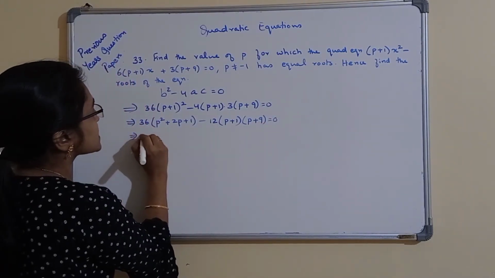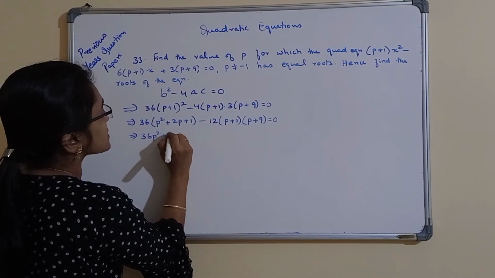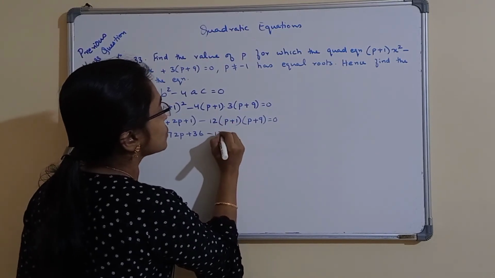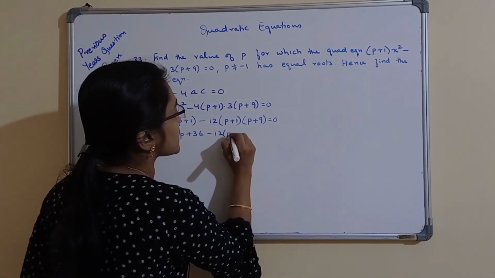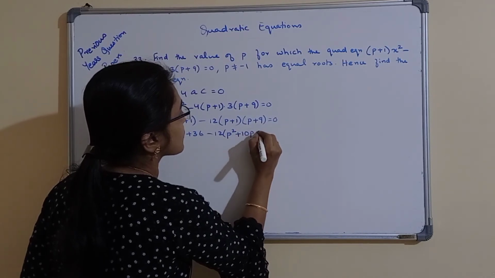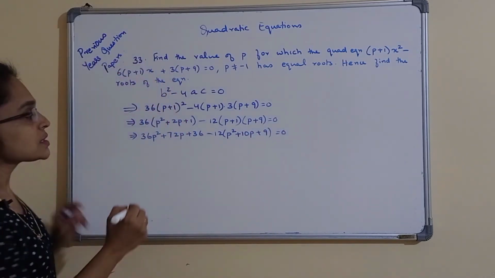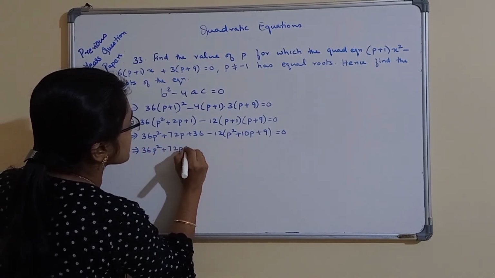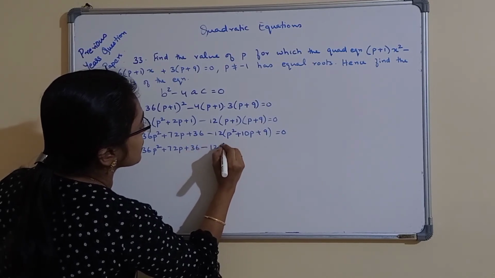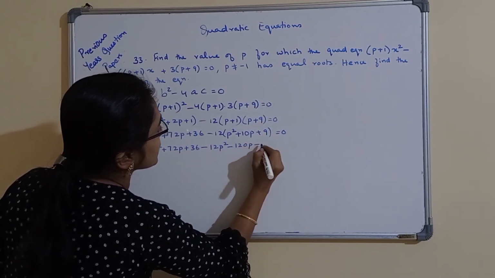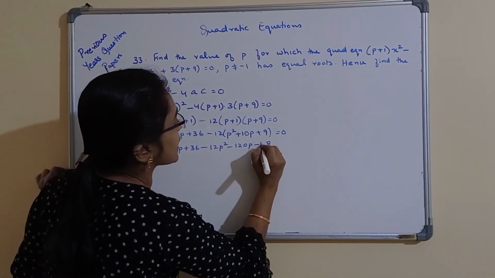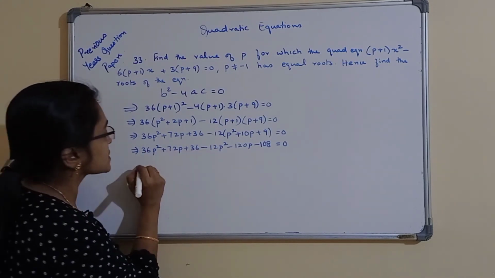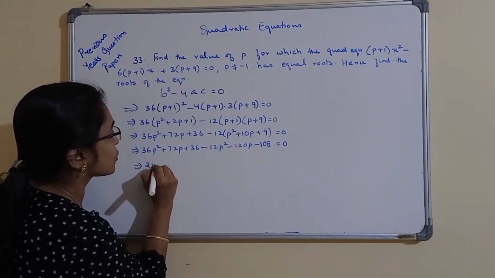Okay, now this implies 36p square plus 72p plus 36 minus 12 into p plus 1 into p plus 9, which is p square plus 10p plus 9, is equal to 0. So this implies 36p square plus 72p plus 36 minus 12p square minus 120p minus 12 into 9 is 108 is equal to 0. And 36p square minus 12p square is 24p square.